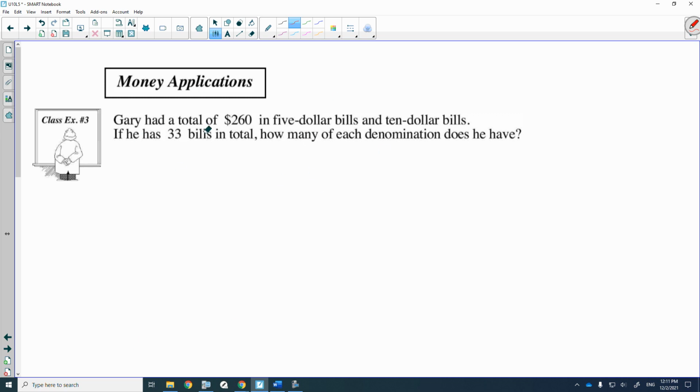Gary has a total of $260 in $5 and $10 bills. So he opens his wallet. He's got a stack of 5s and 10s in there. You don't know how many 5s and how many 10s, but they add up to 260. Okay? So that is going to have to do something with the first system. The first system is going to have to do with the number of 5s and the number of 10s adding up to $260. Then the second system is the number of bills he has in the wallet. There's 33 bills total.